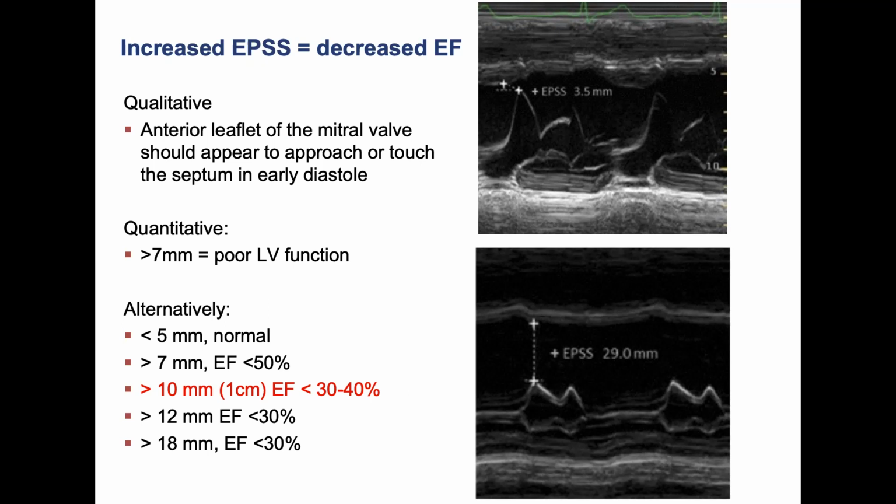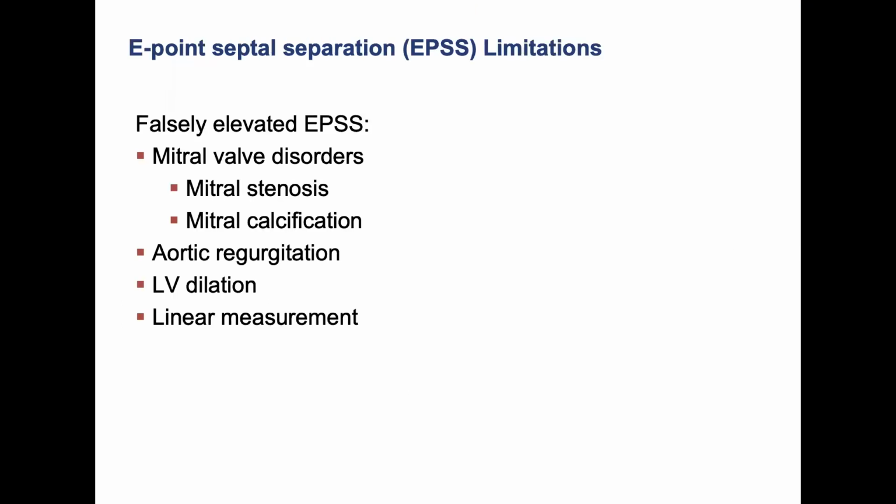And here's alternatively some other literature and kind of what it correlates. So greater than 12 correlates with an ejection fraction of less than 30%. Another article says greater than 18 millimeters, or 1.8 centimeters. But I like to make things easy, and 1 is an easy number to remember. So I say if it's greater than 1, or 10 millimeters, it's an ejection fraction of less than 30 to 40%. So of course, there are many limitations when we use EPSS.